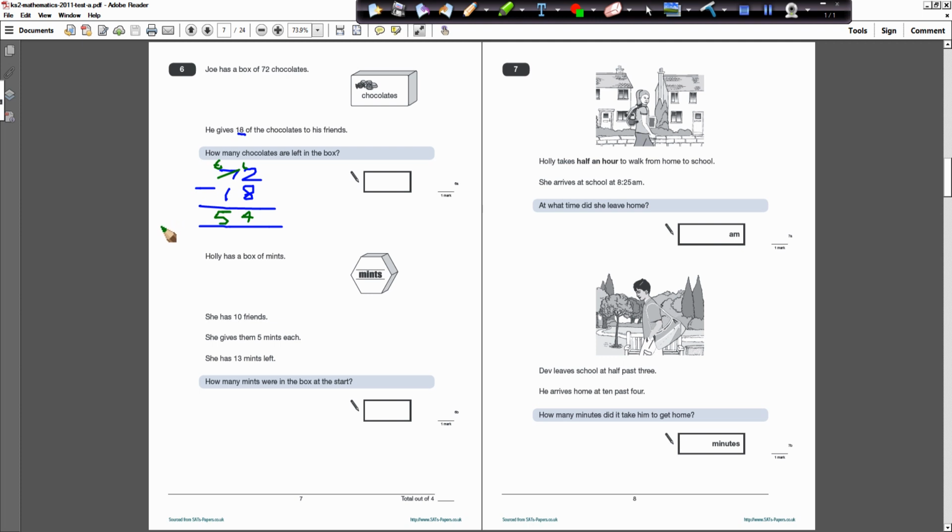Yeah, Musab, is that what you said first? Yeah? That's what it is. So he has 54 sweets left.